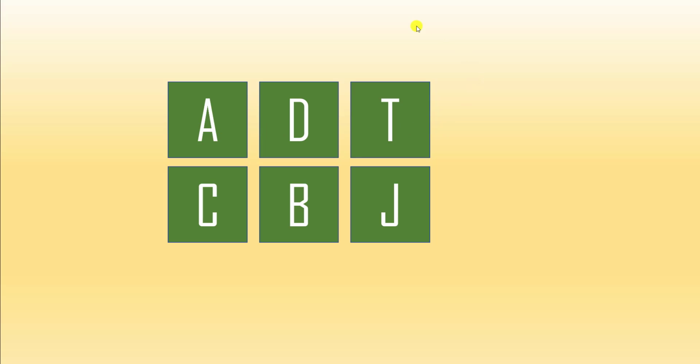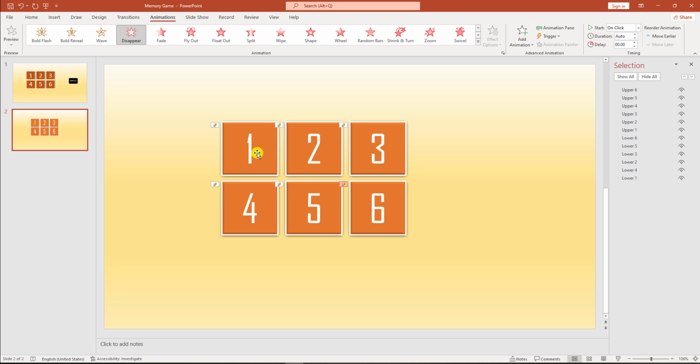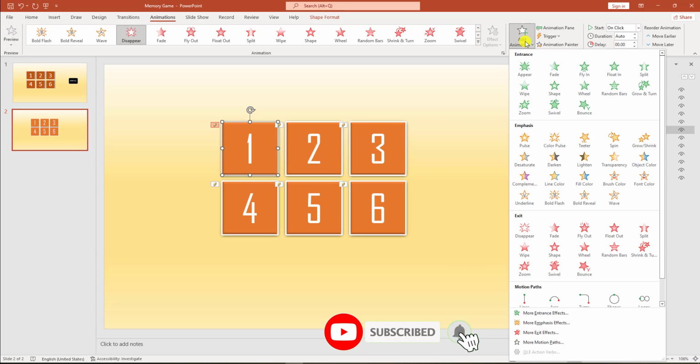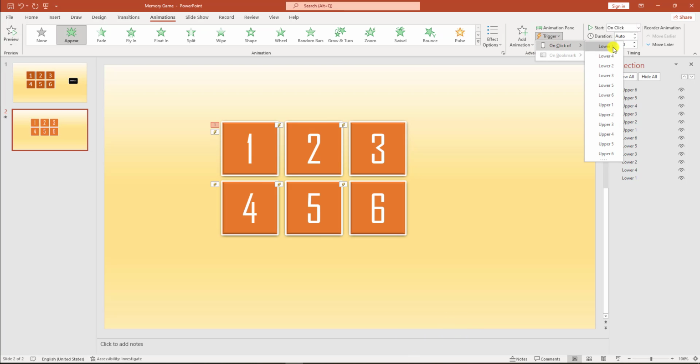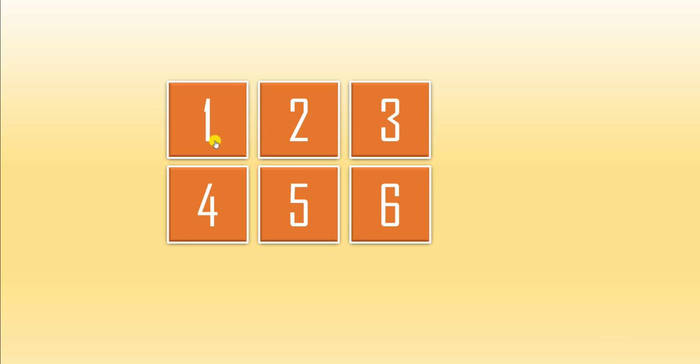Then I have to add more animation. When I click on A, the 1 will be back. So what I have to do actually, then again I have to select this shape, go to add animation, go to appear. It will appear when I click on lower 1. So if I want to watch the slideshow, when I click on 1, the A is visible. When I click on A, the 1 is visible.